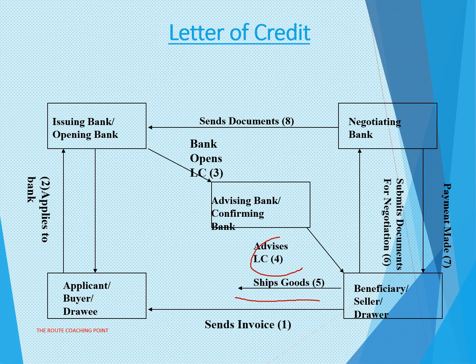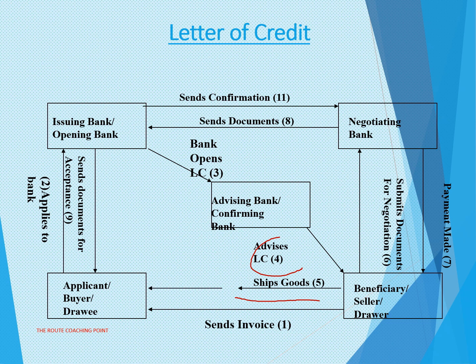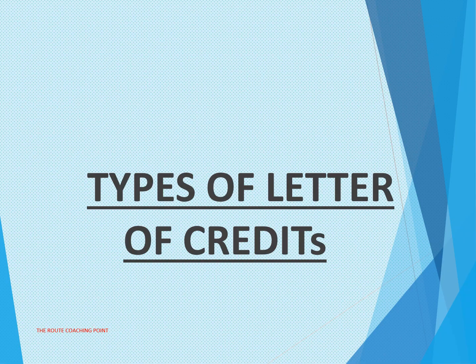Now the negotiating bank sends the document to the issuing bank and asks for payment, and the issuing bank sends the document to the applicant for acceptance. The applicant will check all the documents and confirm to the issuing bank. The issuing bank will send confirmation to the negotiating bank and the negotiating bank will do the payment. And now the goods will be received by the buyer, and after receiving the goods, the buyer will pay the issuing bank, that is SBI.